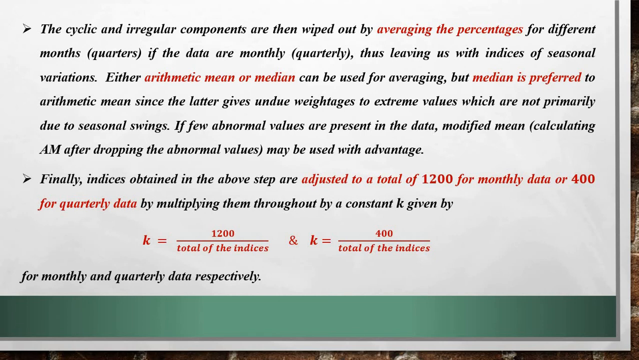Finally, the indices obtained in the above step are adjusted to a total of 1200 for monthly data or 400 for quarterly data by multiplying them throughout by a constant k, which is given by, for monthly data, k is equal to 1200 by total of the indices, and for quarterly data k is equal to 400 by total of the averages.